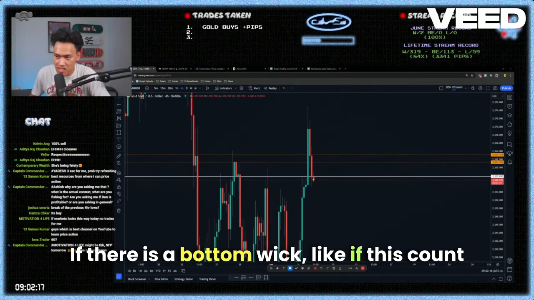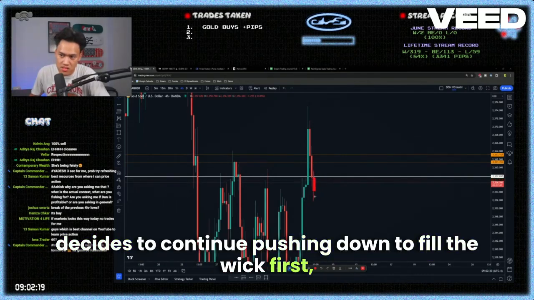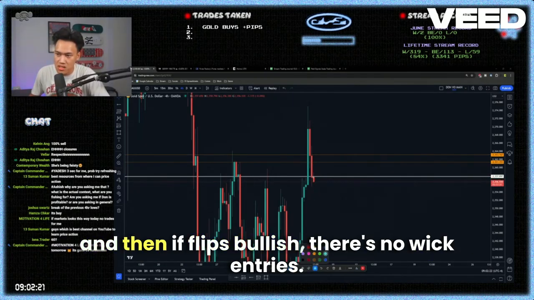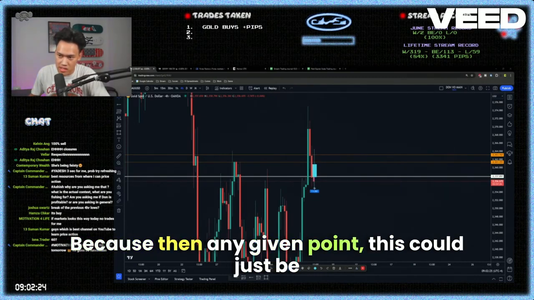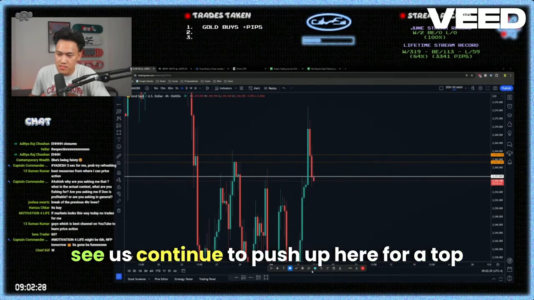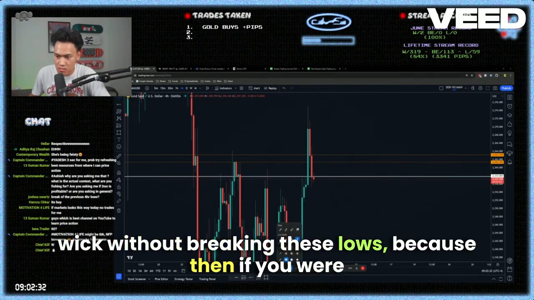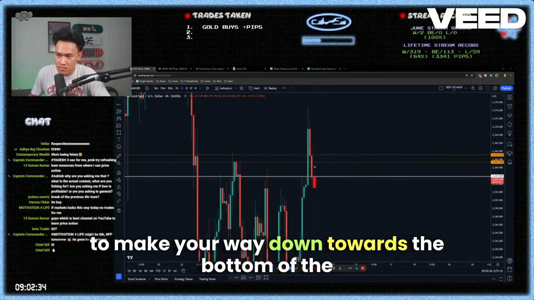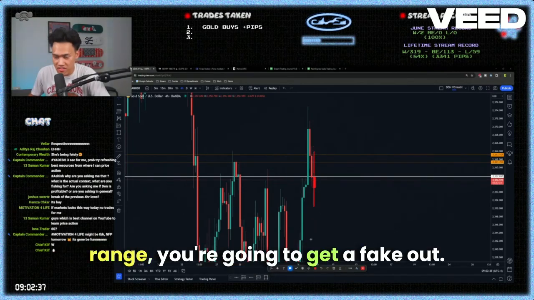If there is a bottom wick, like if this candle decides to continue pushing down to fill the wick first and then it flips bullish, there's no wick entries, because at any given point this could just be a bottom wick for us to rip up, right? So what you want to see is us continue to push up here for a top wick without breaking these lows, because if you were to make your way down towards the bottom of the range, you're going to get a fake out.